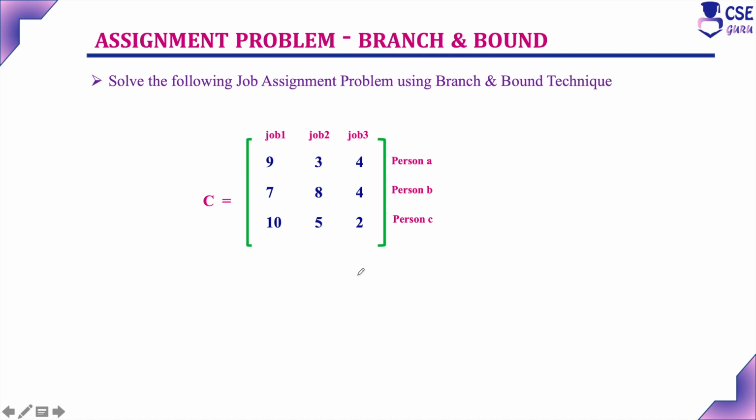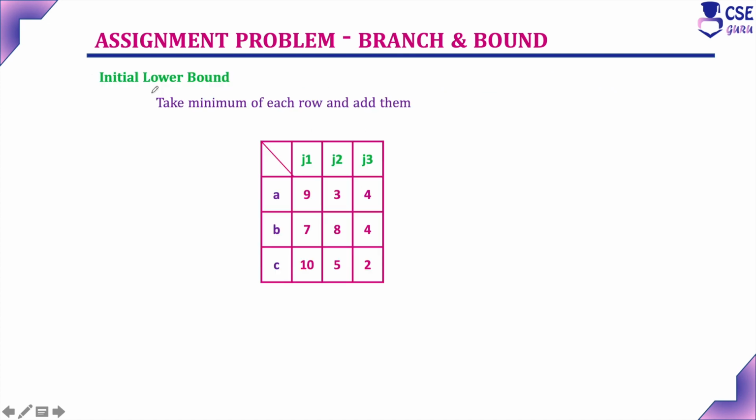So here the first step is we will compute the initial lower bound value. How will we compute it? Take the minimum value of each row and add them. We will get the initial lower bound value. So here in the first row the minimum value is 3. This minimum value we have to take. Second row minimum value is 4. Third row minimum value is 2. So the initial lower bound value we get here is 9.